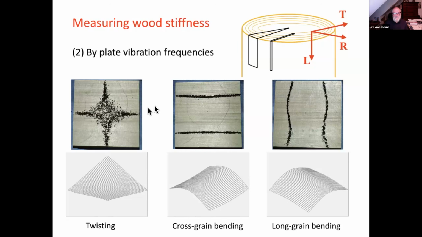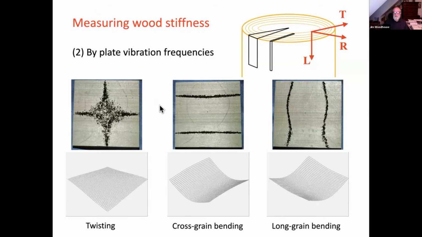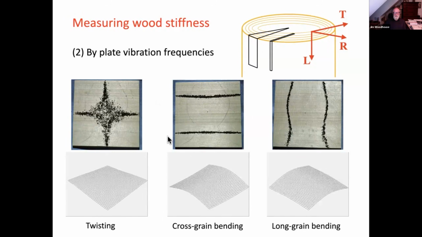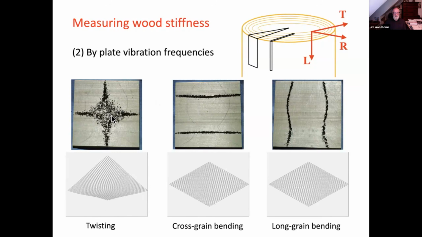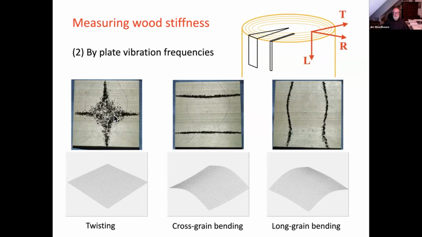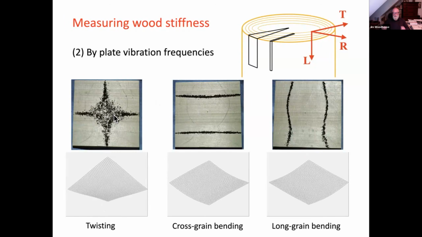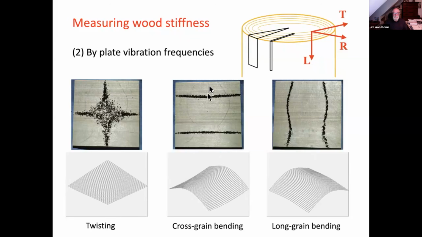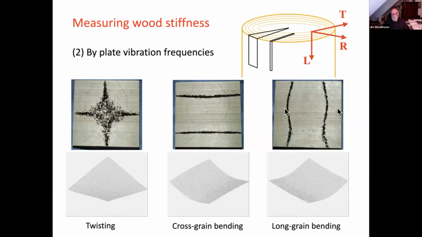And there are 3 vibration modes of a plate like this. I've shown them as Chladni patterns in the top row, and we've got little animations of what the vibration looks like for those modes. So this one, it's usually the lowest frequency, and the plate is twisting. It's what you do when you twist the plate in your fingers if you're feeling the twisting stiffness. And this one has got cross grain bending and this one has got long grain bending.